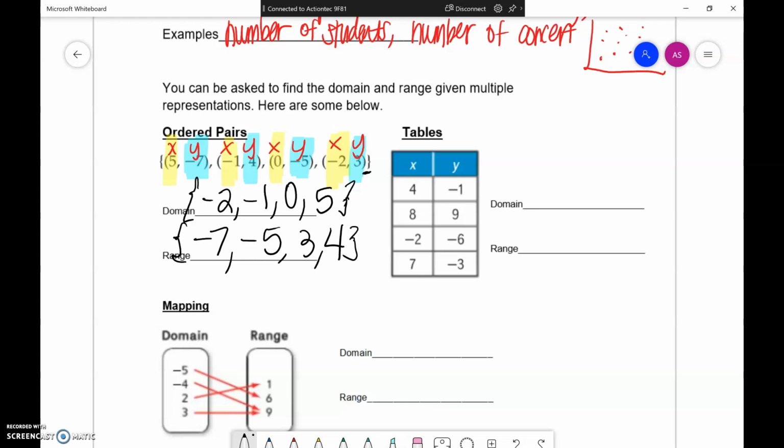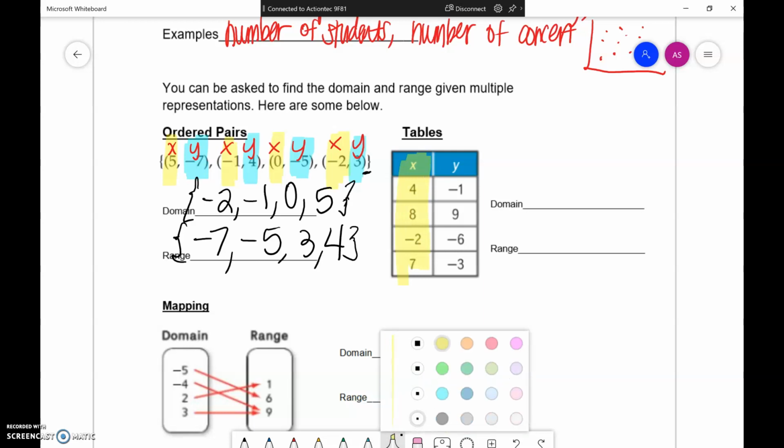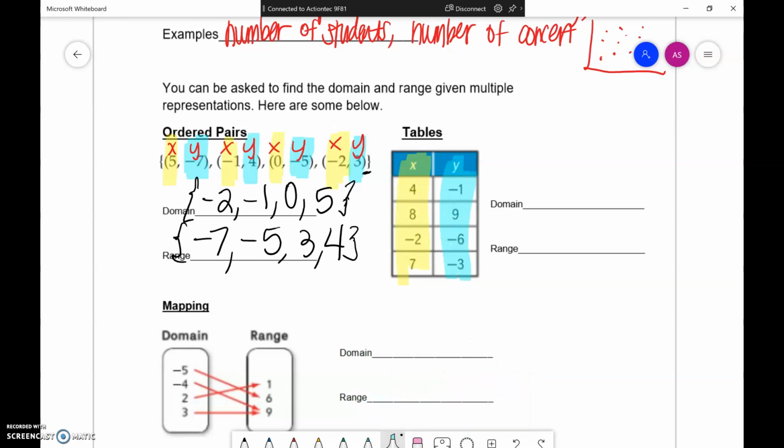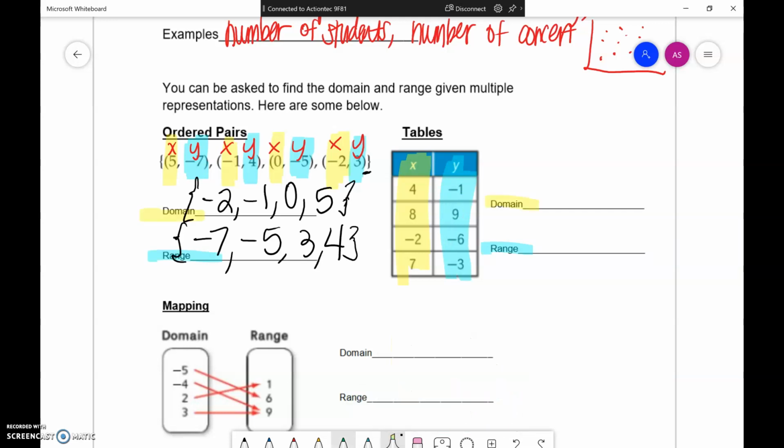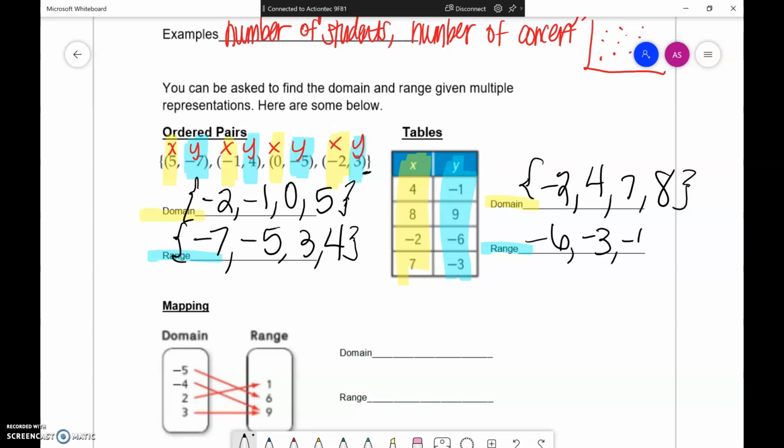Okay, tables are pretty simple. This is going to be my domain, my x. Okay, and this is going to be my range. Okay, so I'm going to have -2, 4, 7, and 8. Okay, then here I'm going to have -6, -3, -1, and then 9. Okay, my brackets are just getting worse and worse.